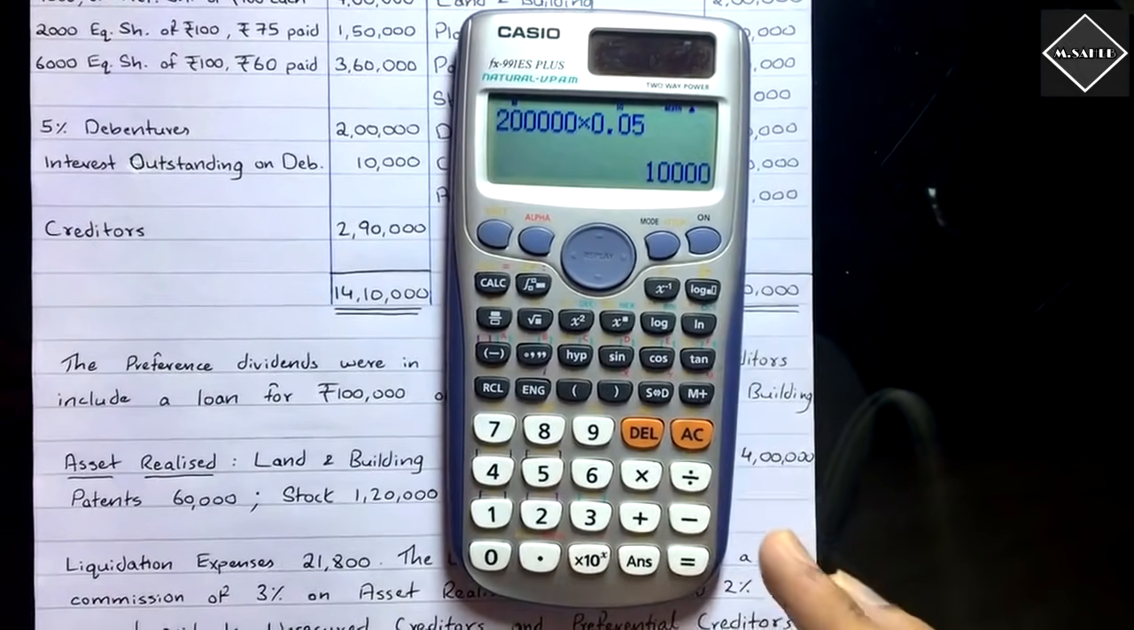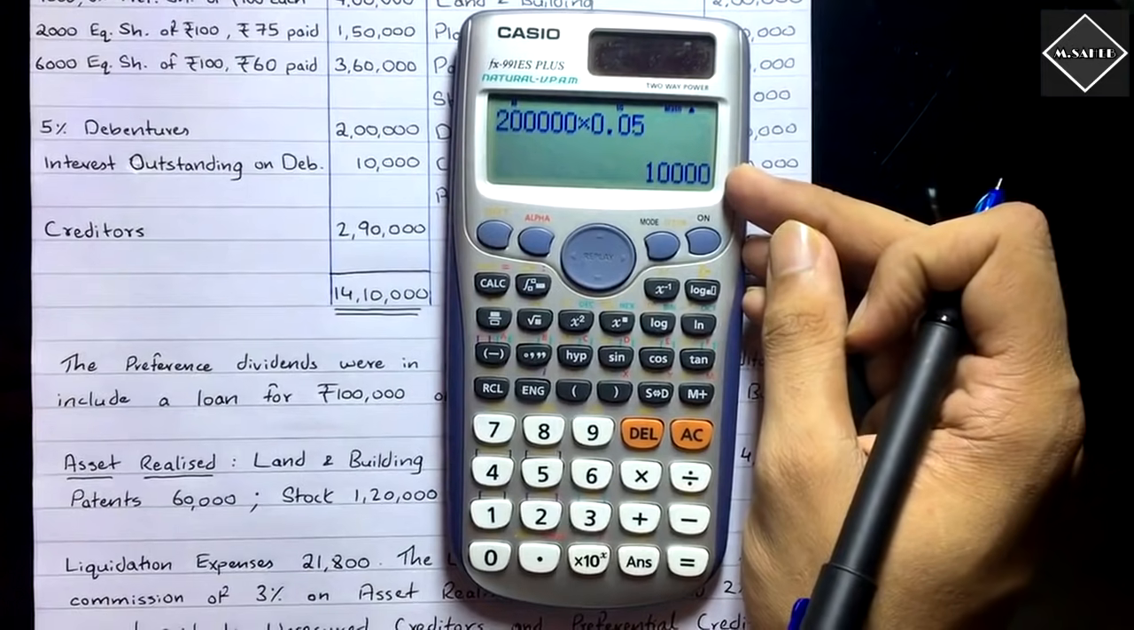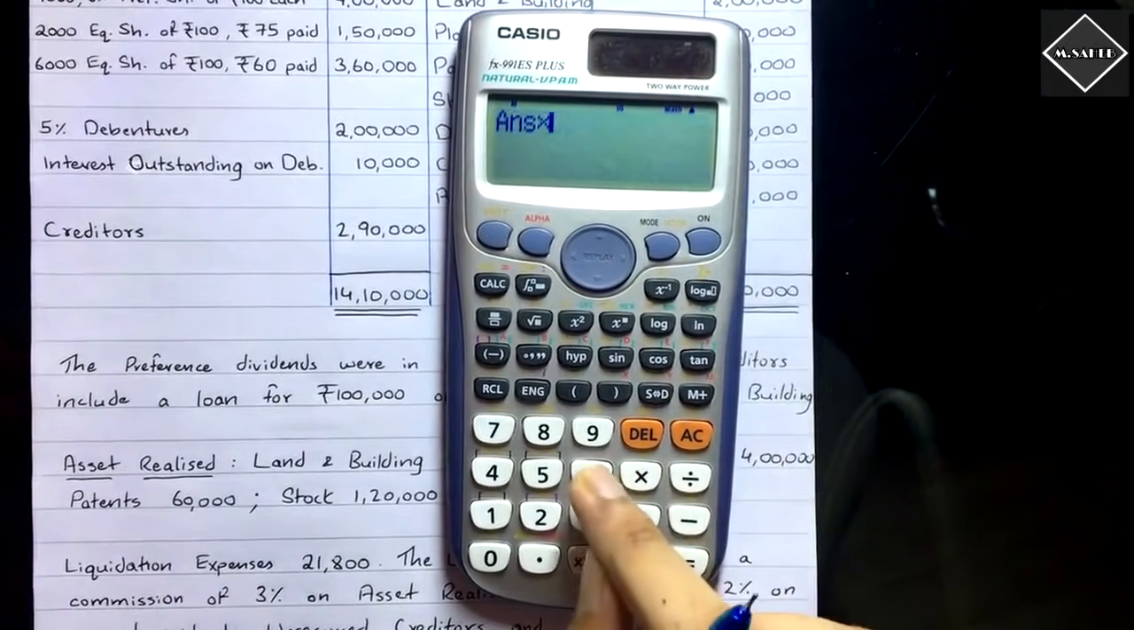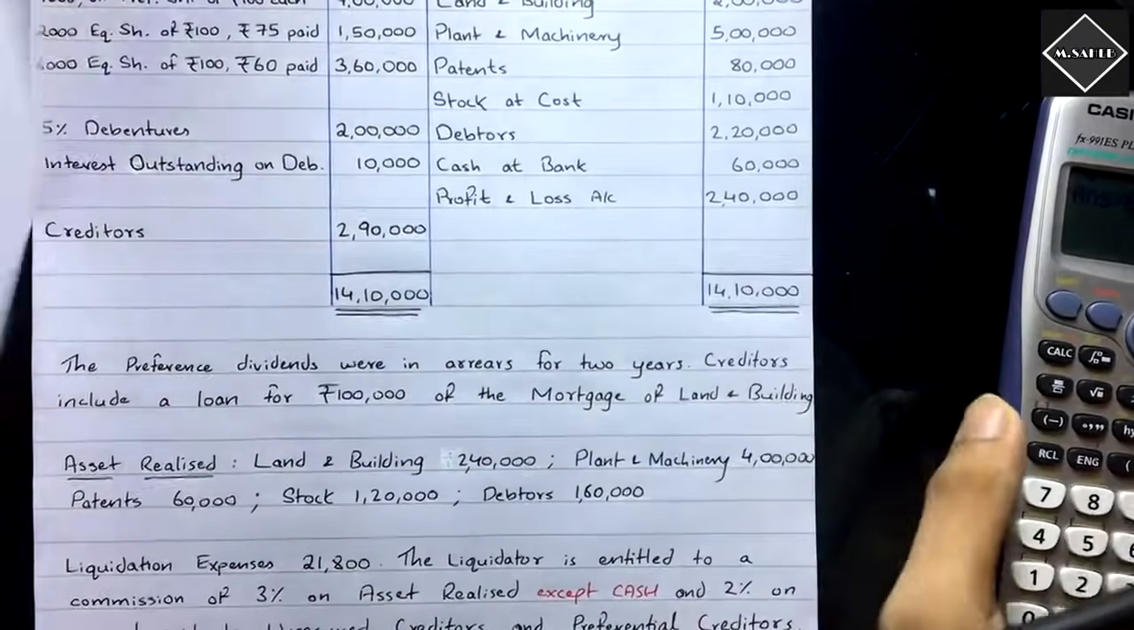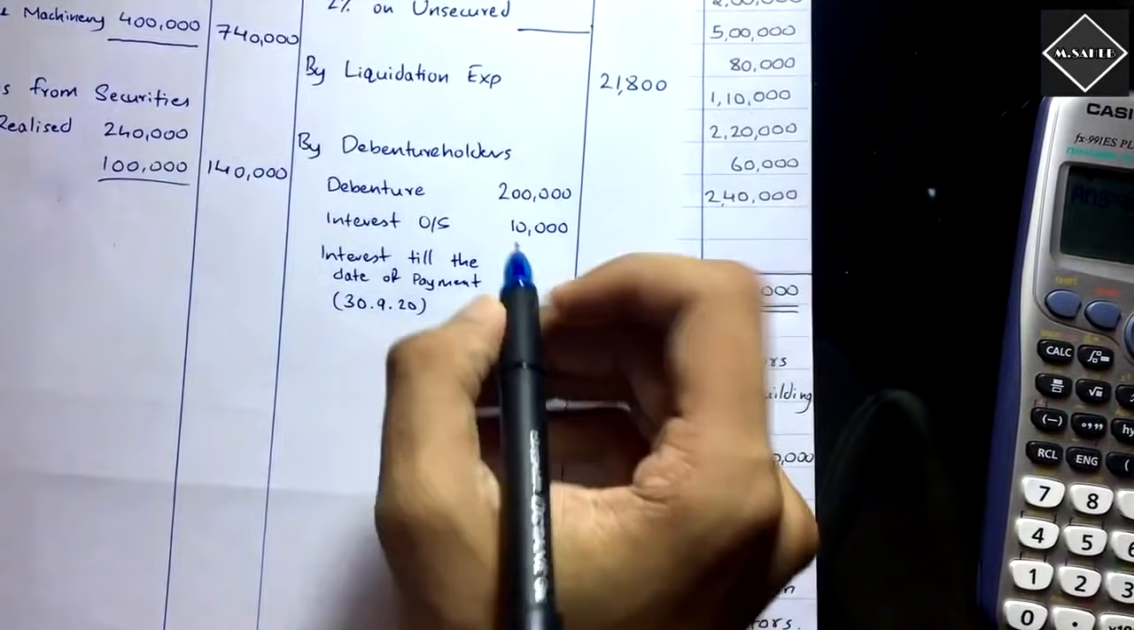Yeah, you will get 10,000, but this is a yearly interest. We need only 6-month interest. So into 6 divided by 12, right? So this is how you will get it, 5,000. Yeah, so 5,000 will be the interest till the date of payment.